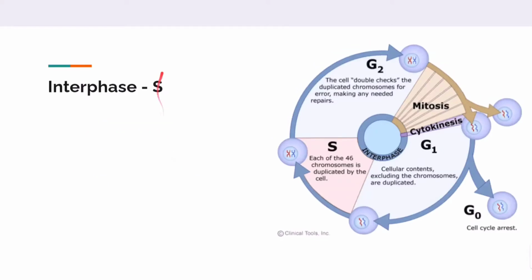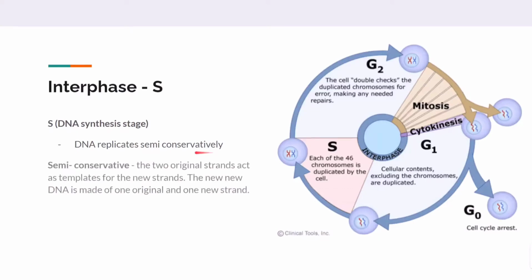And then we have S phase, and this is also in interphase. S phase stands for DNA synthesis stage. By the name, you can probably tell that this is the stage where DNA replicates semi-conservatively. Semi-conservative replication is when our two original strands act as templates for the new strands of DNA to be formed. So our new DNA helix is made of one original strand and one new strand. So S phase is the synthesis of DNA, it's DNA replication.